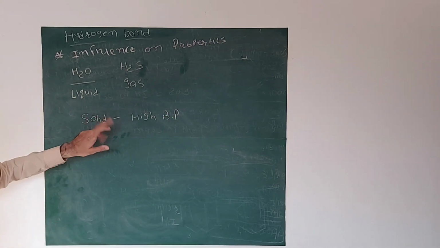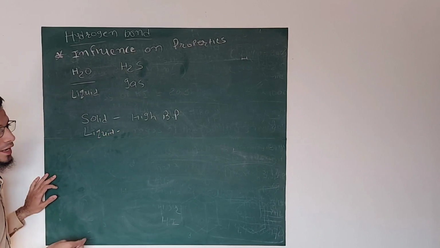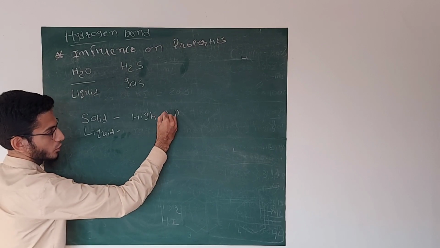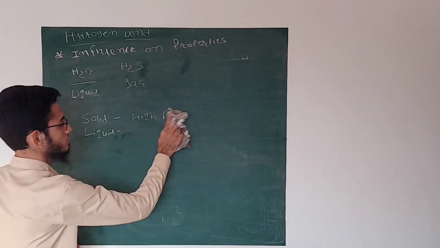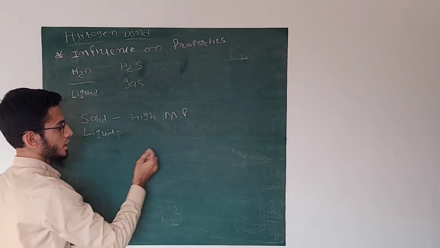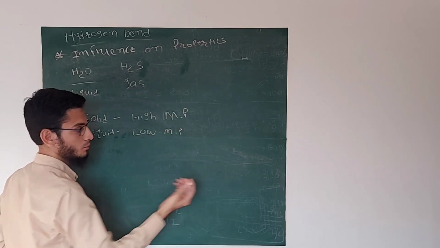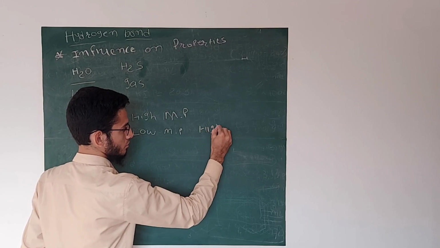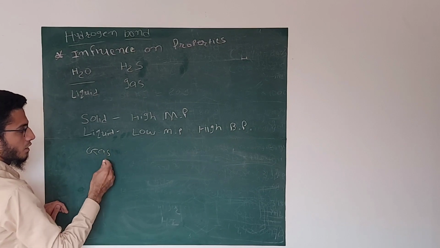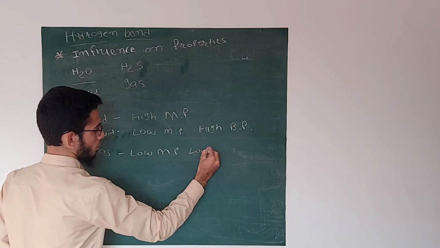For liquid, why does it act as a liquid? It has a low melting point. Here is the low melting point, and here the high melting point. Here is the low melting point and high boiling point. And a gas has a low melting point and low boiling point.